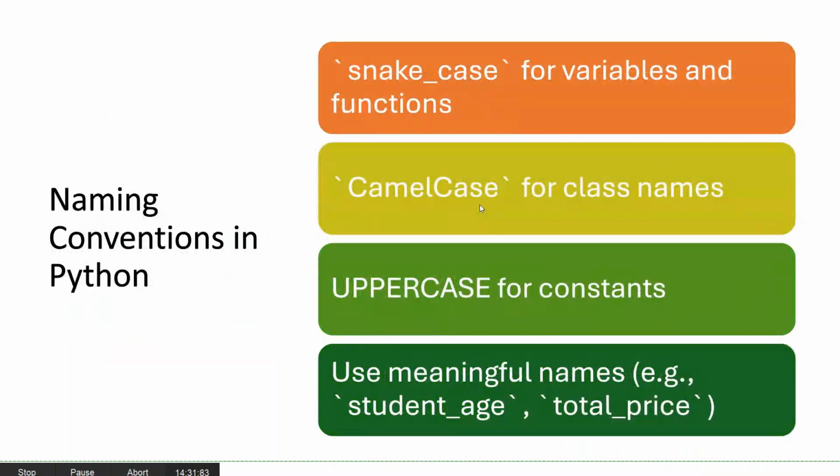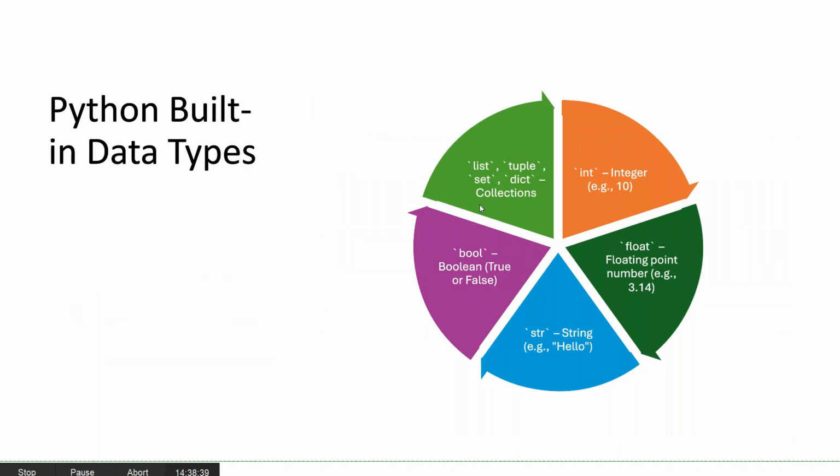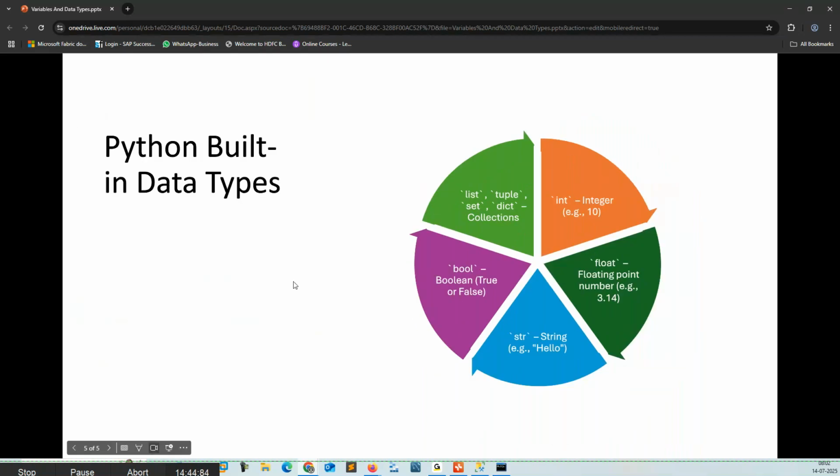Next would be naming conventions in Python for various artifacts, and next would be variable data types, which are used for declaring variables. So these are the different topics for variables. Any questions here?